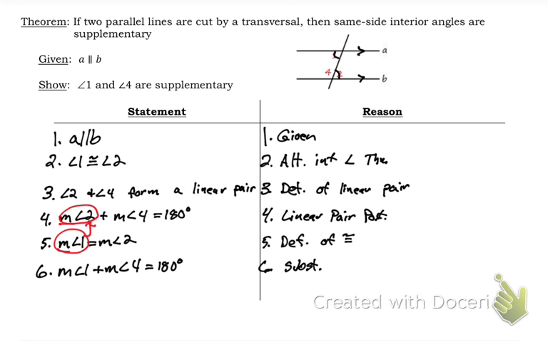Am I done? Did I do it? People have said no. What do I have to add to this? You have to change it to what it actually says. This is close, but I didn't change to what exactly it says. So I do have to have a step 7 that says angle 1 and angle 4 are supplementary. That would be the definition of supplementary, right?